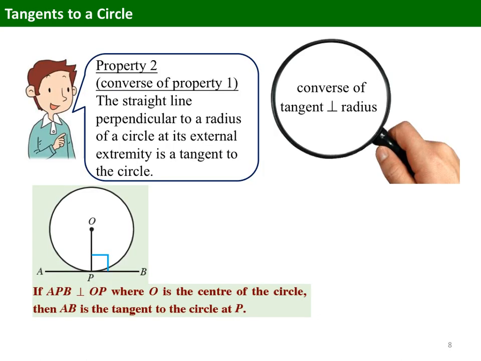And the property 2 is the converse of property 1, which means now I have a straight line APB. This is only a straight line. I don't know whether it is tangent or not. Perhaps the line is like this. A is here, P is here, and B is here, and there is another point, Q, which is very close to P. Then it is not a tangent.